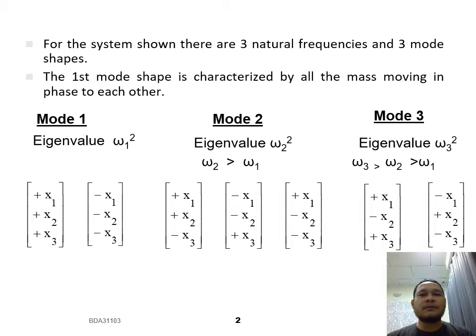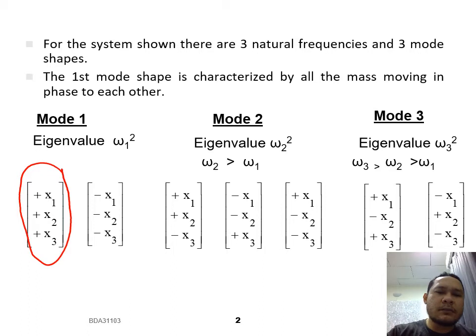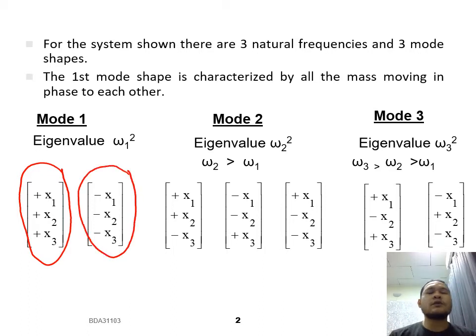So the first shape is characterized by all the mass moving in phase to each other. So mode number 1 basically pergerakannya adalah mengikut kepada semua direction yang sama pada ketiga-tiga mass. Either the mass movement upwards or positive, or all the mass will be moved downward. Itu adalah untuk case mode number 1, or we can assume there is a eigenvalue or natural frequency number 1. And then we proceed with the mode number 2. Mode number 2 is eigenvalue omega 2.